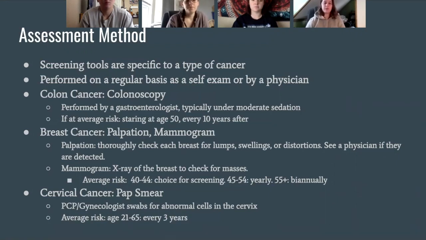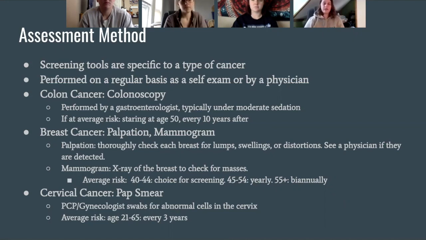And then the second one is breast cancer, and you can either screen for that with palpation or a mammogram. And for palpation, you should thoroughly check each breast for lumps, swelling, or distortions, and see a physician if any of those are detected. And a mammogram is an x-ray of the breast to check for masses.